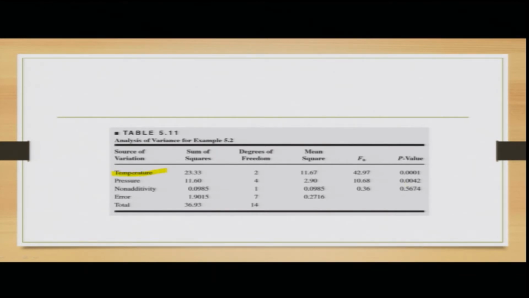Temperature is there, pressure is there, non-additivity is there, error is there, total. So, I find 23.33 as already noted, 11.06 and 36.93, and the degrees of freedom we know. Mean squares can be found by the sum of squares divided by the degrees of freedom. Then we find the F values, which are the ratios of the mean squares. From there, we can find out the p value.